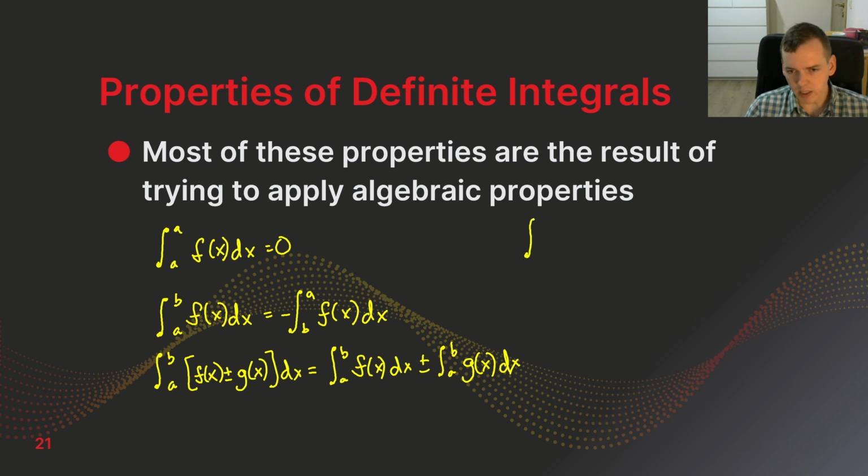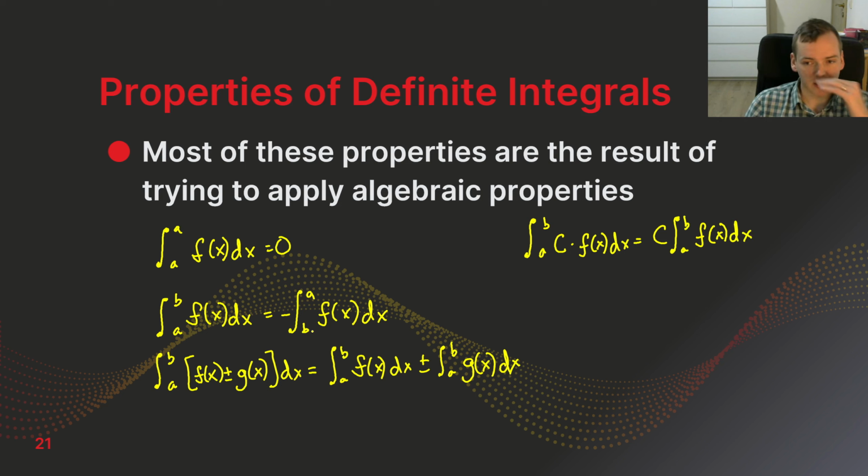If I'm integrating from a to b and I have some constant times a function, I can pull that constant out and then integrate just the function. This makes sense because if you think again about that area, if I'm making each box twice as high, instead of multiplying each box times 2, I can just find the total area and then double the height at the end.